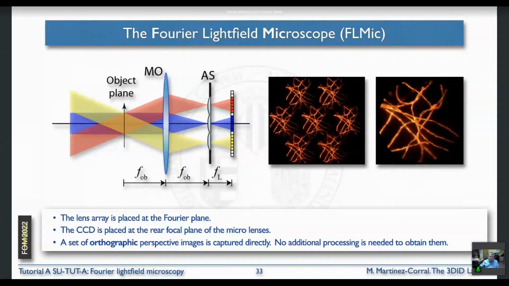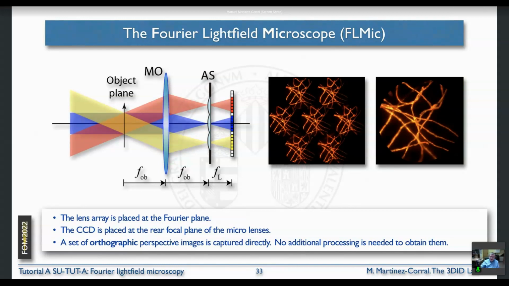So this is the microscope objective. This is the object plane, let's say the reference object plane, because our object will be 3D. There will be many object planes, but this is the reference object plane, which is placed at the front focal plane of the microscope objective. This is the aperture stop. We have a telecentric arrangement. The aperture stop is at the back focal plane of the objective. And we insert here the microlens array.